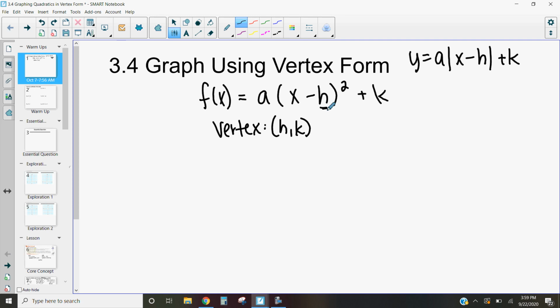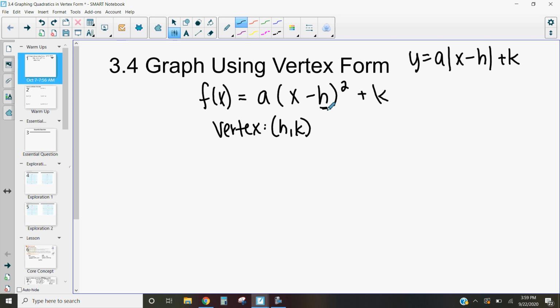The reason why that's important is, remember in our absolute value function how that k told us how it moved up and down, and that h told us how it moved left and right. The same thing happens here. So this a, h, and k tell us how our function shifts, and we can use that shift to figure out where it is.